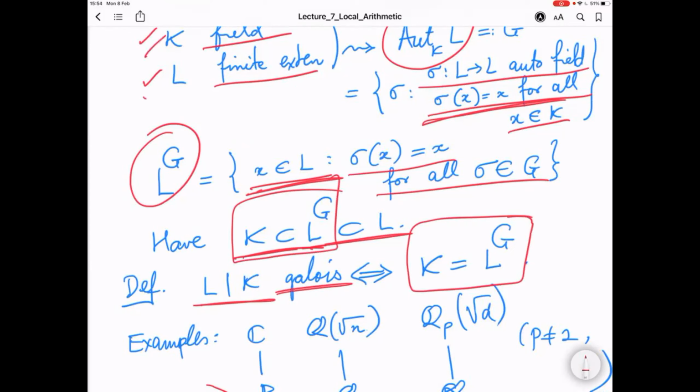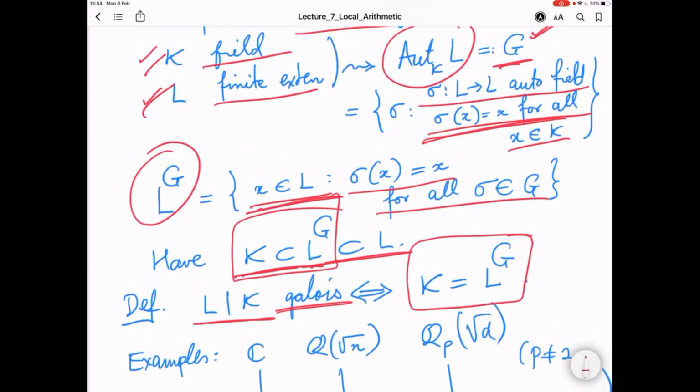You have a field K, you have a finite extension L, you have the group G of all K automorphisms of L. The fixed field of that G, I mean G acting on L, has a certain fixed field which is denoted G to the power L. It's not the set of all maps from L to L, of course. It's defined here: the set of all elements in L which are fixed by every element of G. If that fixed field is equal to K, then you say that this extension is Galois.